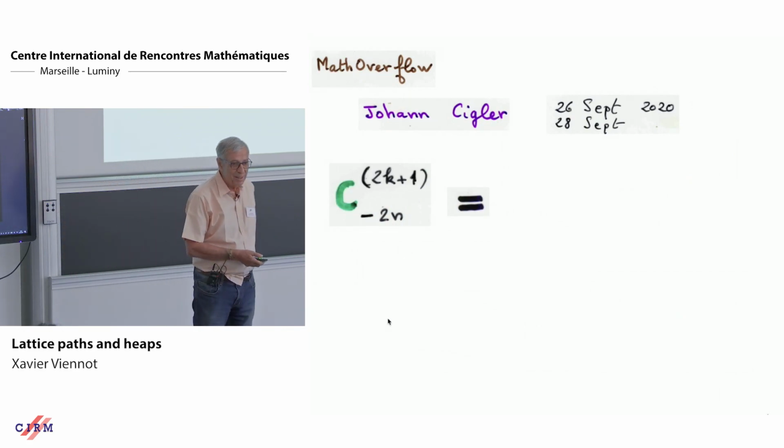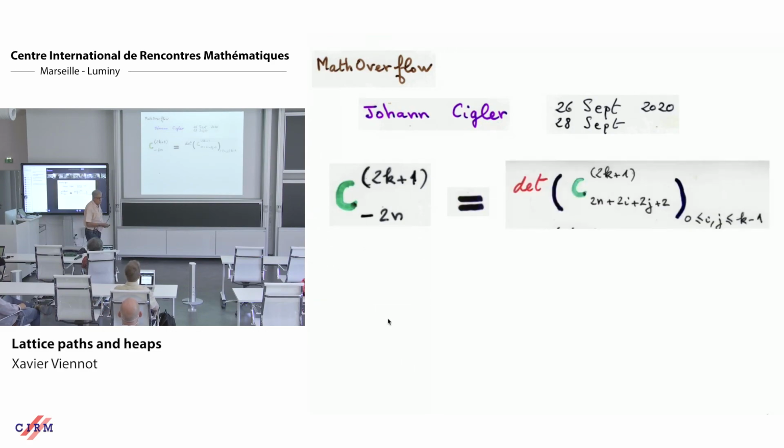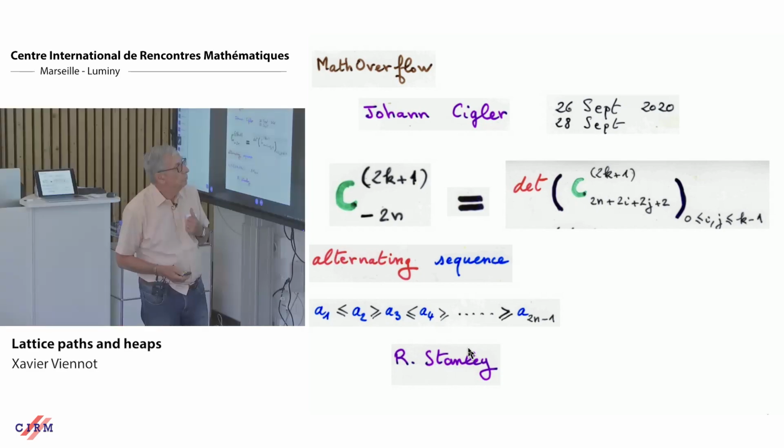And in their paper, John Ziegler put in a message on MathOverflow in September 2020, and he says that this negative Catalan index minus 2n is equal to this determinant, a beautiful Hankel determinant. And then immediately Richard Stanley said that this number Cn is interpreted by alternating sequences. See, the sequence of numbers between 1 and k, and they go up, down, up, down, up, down. So this is a combinatorial interpretation of the bounded Catalan index minus n.